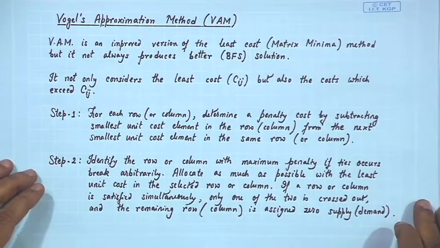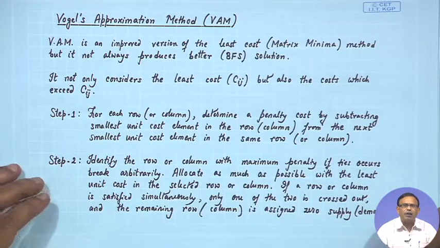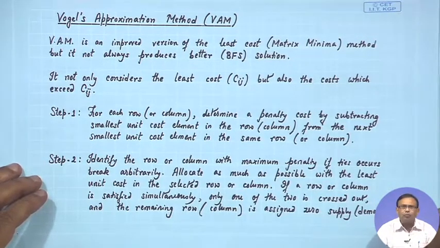Vogel's approximation method is an improved version of the matrix minima method, but it may not always produce the better BFS solution. It does not guarantee. We have to find out the method by which I can check it produces the better solution. It not only considers the least cost, but also the cost which exceeds Cij. Let us see the method.